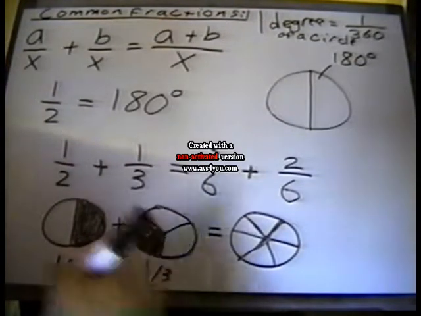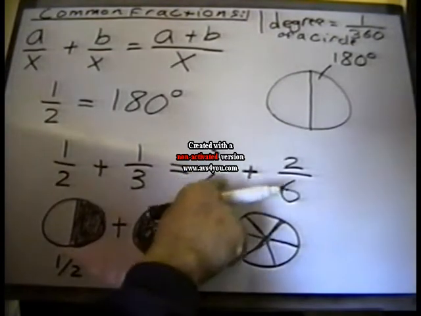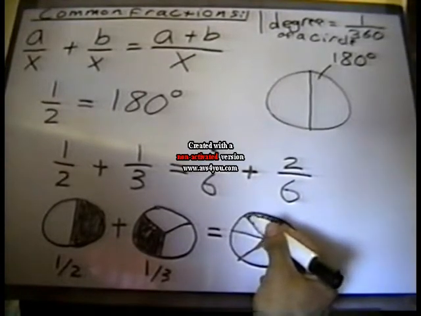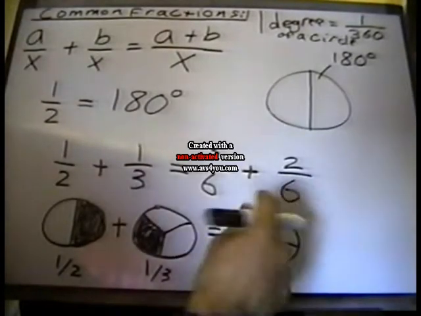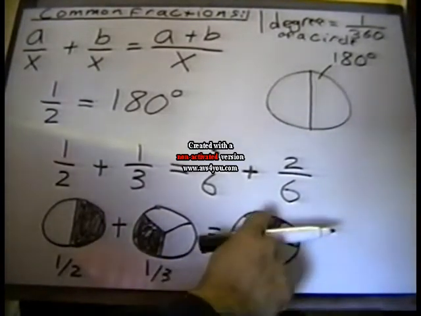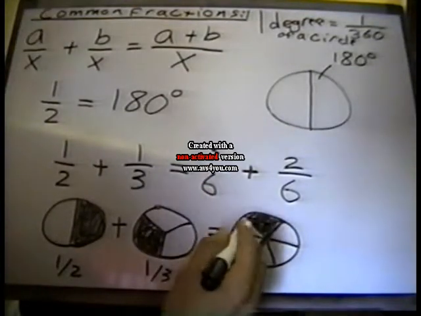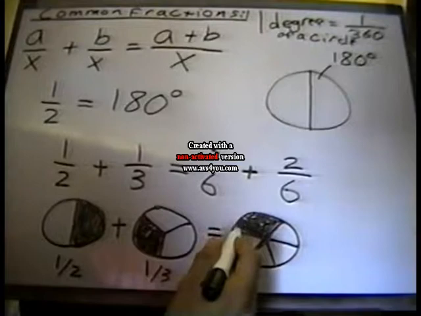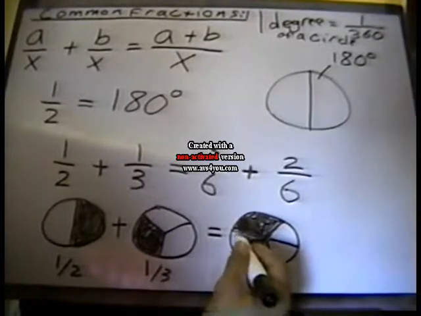Now, 3 sixths. If we draw in 3 parts, this is 1/6. One portion here represents 1/6. That's 1/6. But here, that's 2/6, 2/6, which this is represented by.